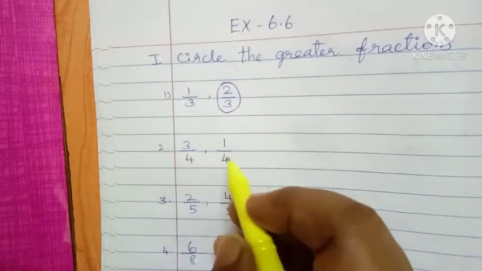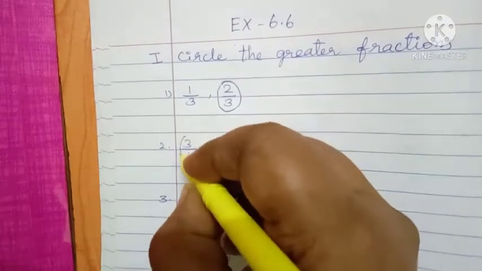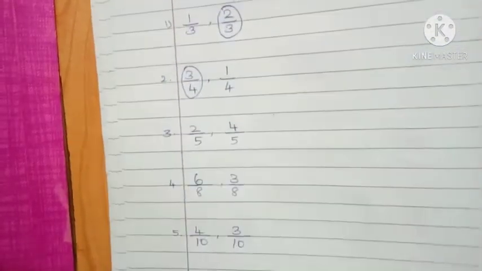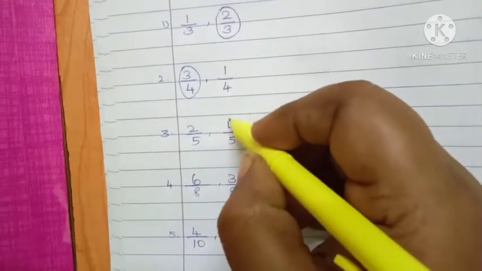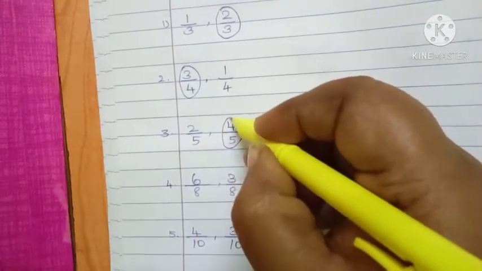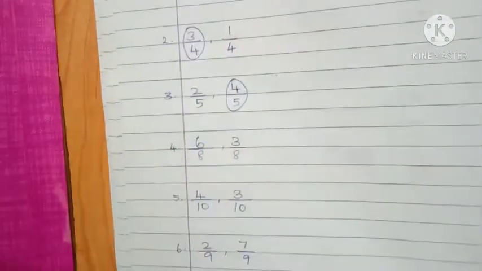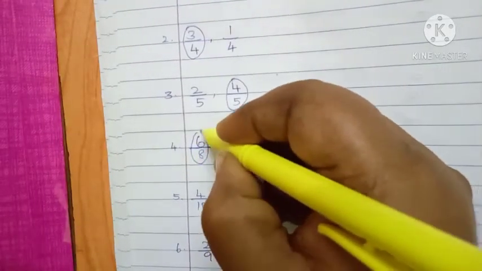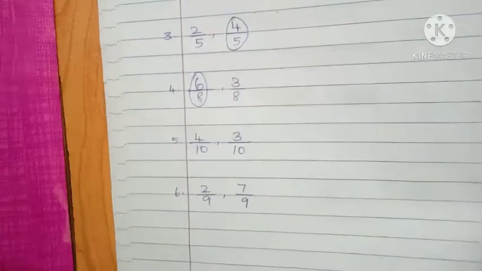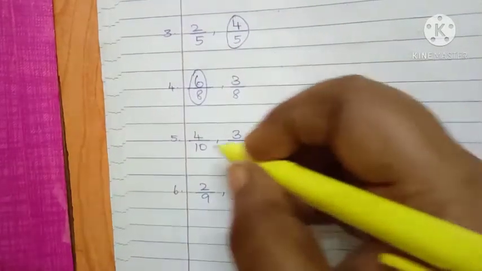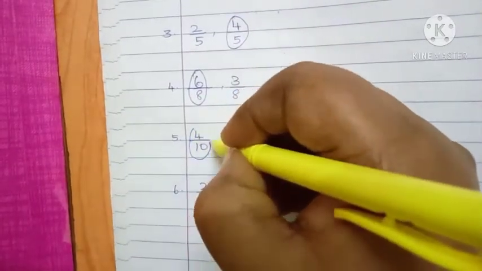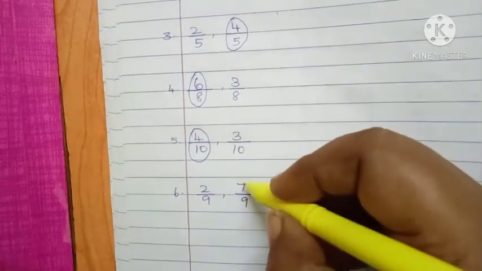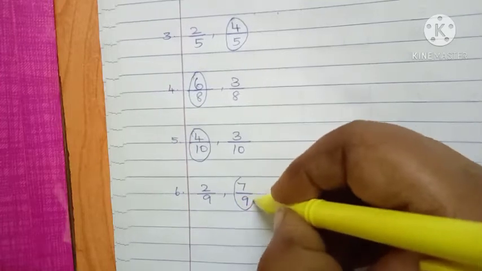Then 3 by 4, 1 by 4. 3 by 4 is bigger. 2 by 5, 4 by 5. 4 by 5 is bigger. 6 by 8, 3 by 8. 6 by 8 is bigger. 4 by 10, 3 by 10. 4 by 10 is bigger. 2 by 9, 7 by 9. 7 by 9 is bigger.